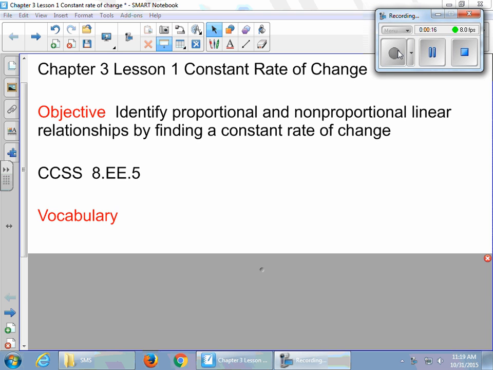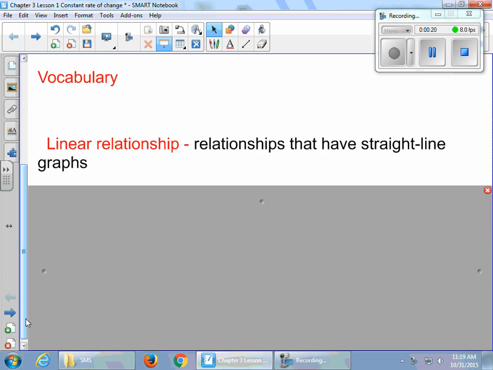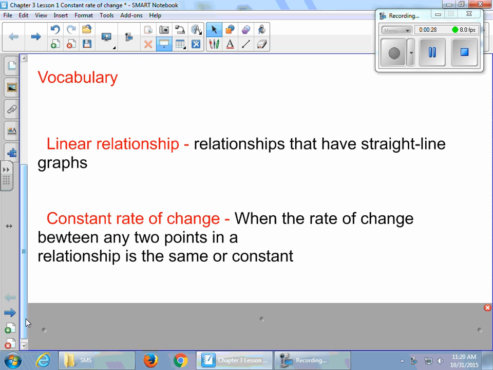And we have a few vocabulary words for this lesson. Our first one is linear relationships: relationships that have straight line graphs. And our other vocab word is constant rate of change, when the rate of change between any 2 points in a relationship is the same, or constant. Once again, you may always pause the video to write down the definitions and then resume at your pace.